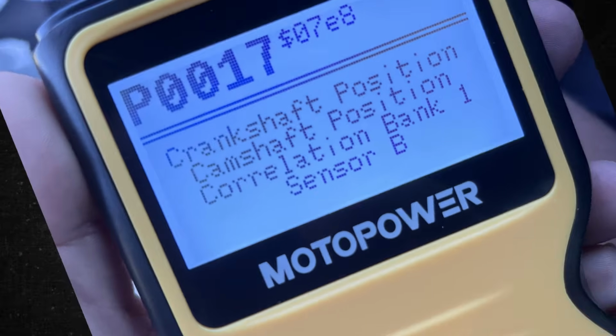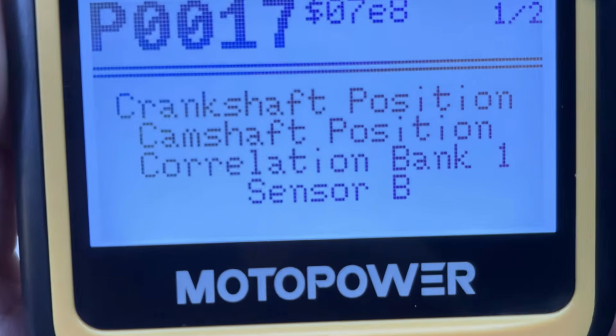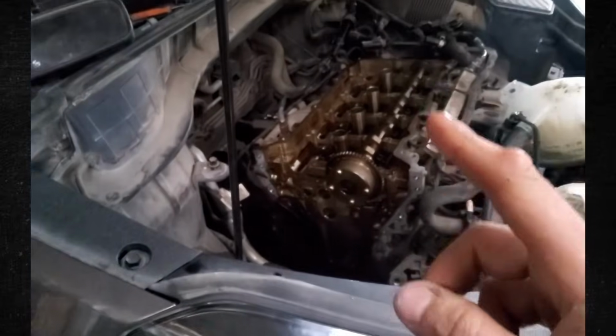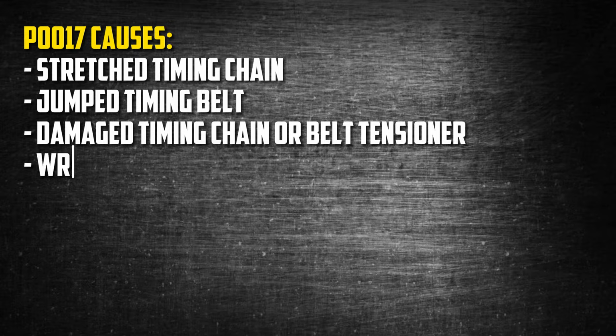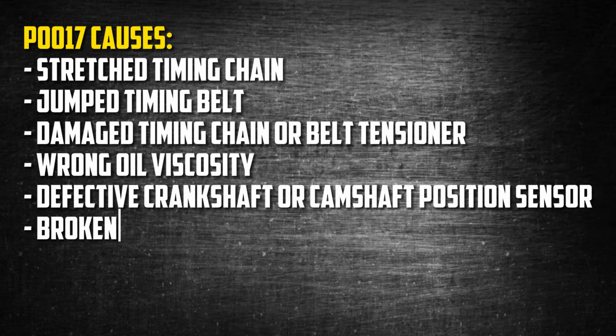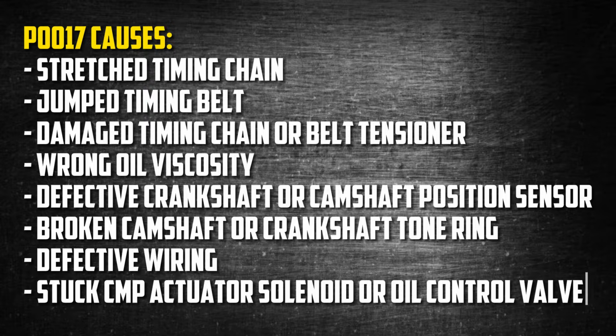Causes. The error code P0017 can be caused by a number of different problems, the majority of which have to do with the timing chain or belt. Here are some to think about: stretched timing chain, jumped timing belt, damaged timing chain or belt tensioner, wrong oil viscosity, defective crankshaft position sensor, malfunctioning camshaft position sensor, broken camshaft or crankshaft tone ring, defective wiring, stuck CMP actuator solenoid or oil control valve.